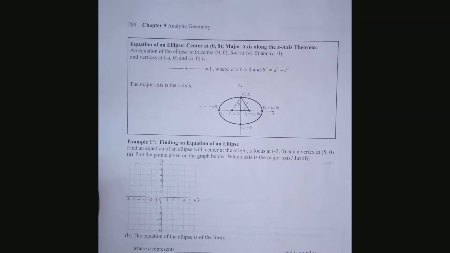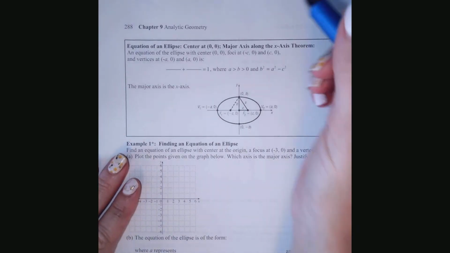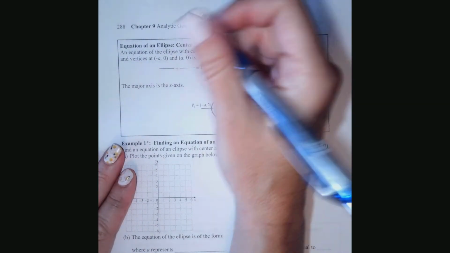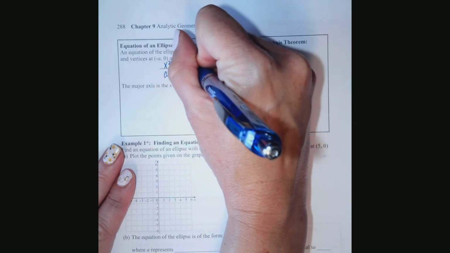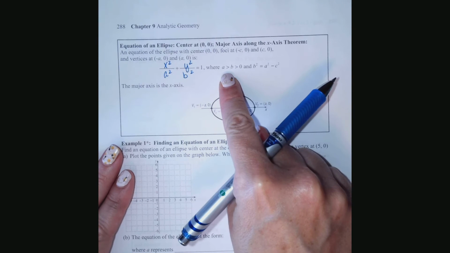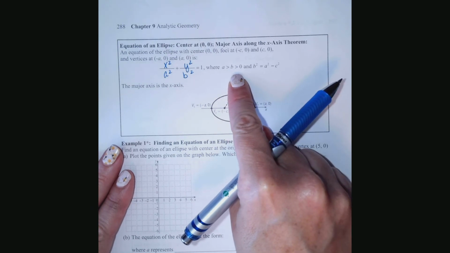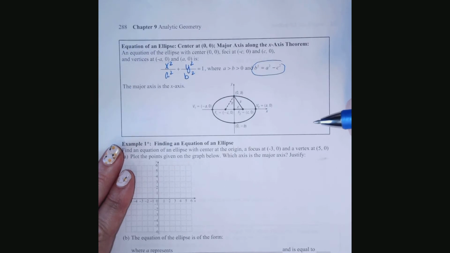Okay, let's look at the equation of an ellipse with a center at the origin and the major axis along the x-axis. So here's what that equation is going to look like. That equation is going to be x squared over a squared plus y squared over b squared equals 1, where a is greater than b. They're both positive. And then I have this little equation here.